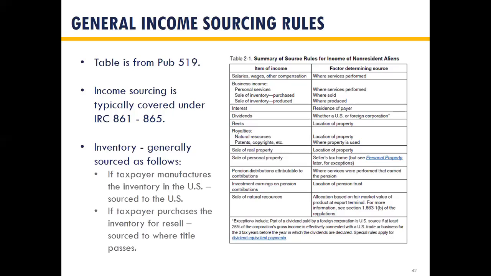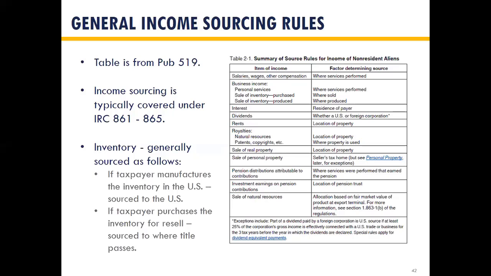One place to start, and I think this table summarizes it fairly efficiently, is with Publication 519. You'll see this table that's straight from it, and it shows in general how income is sourced. For purposes of 199A, you probably focus here on inventory. Inventory, at least under tax reform now, is sourced one of two ways. If it's inventory produced by the taxpayer, then you would source that inventory to where it was produced, 100%.